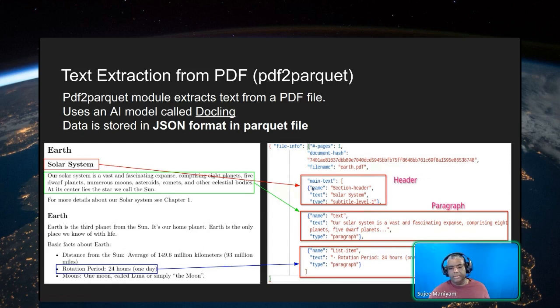See how the heading says Texas Solar System, subtitle level 1. So it's a level 1 heading. Next, the paragraph in green becomes another section, and you can see the type is paragraph. This is pretty cool because it's actually extracting text while keeping the structure intact. And you can see the list item. Pretty cool, right? So it started extracting data from the document. That's what the first step is doing.